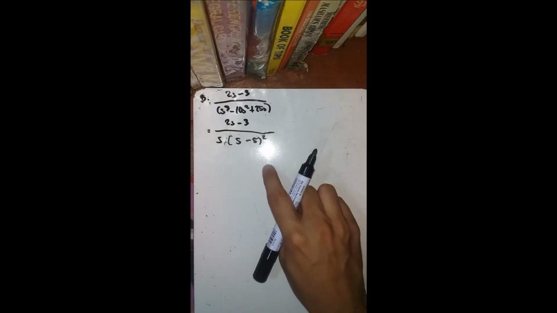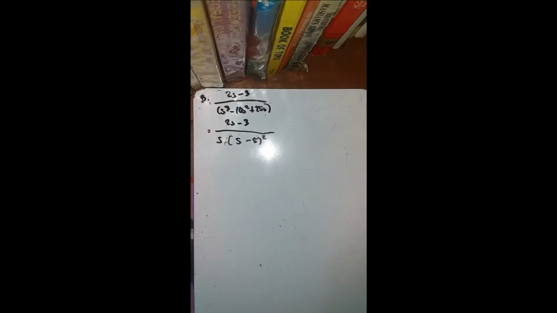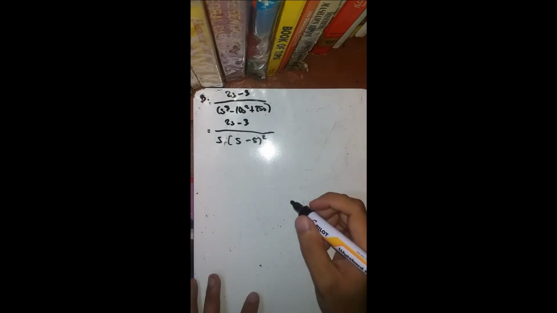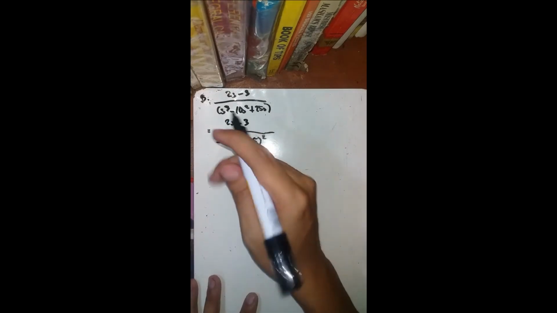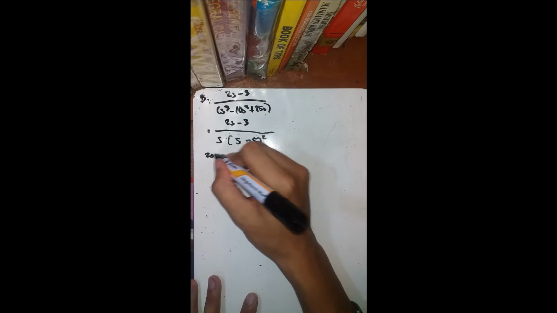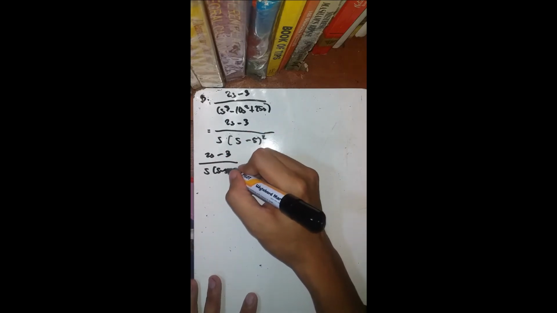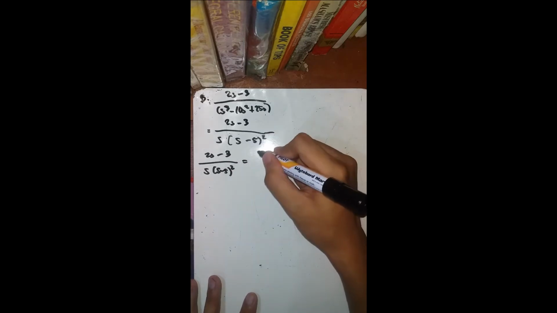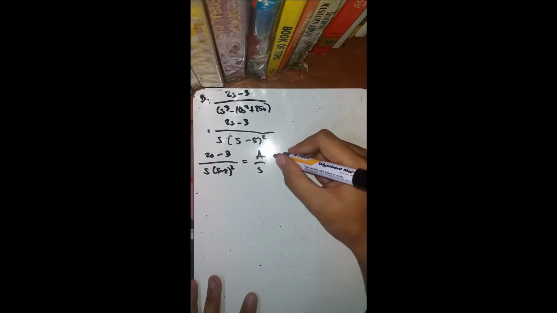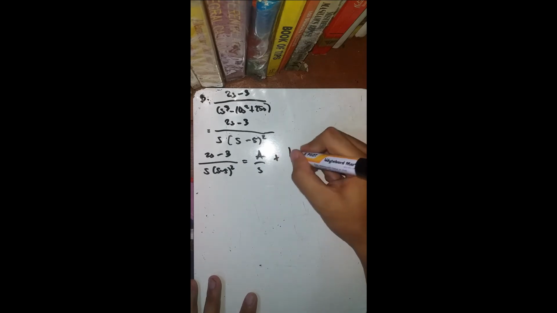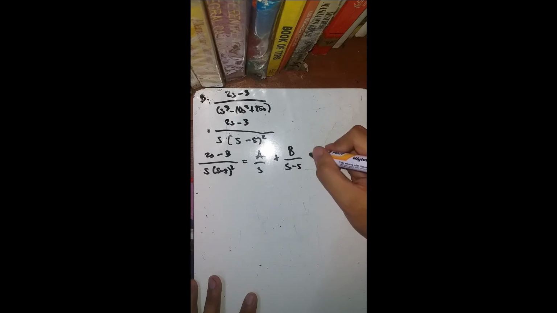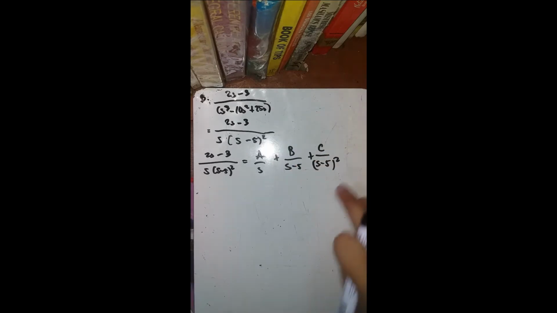Now we have here a repeated factor. So the partial fraction formula for this is (2s minus 3) all over (s minus 5) raised to 2 equal to A over s plus B over s minus 5 plus C over (s minus 5) squared. I'm going to use the coefficient method.